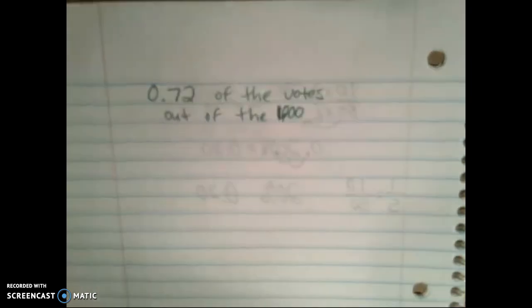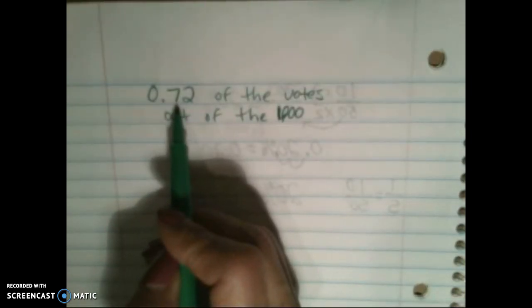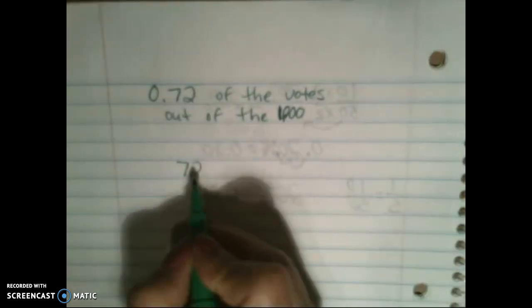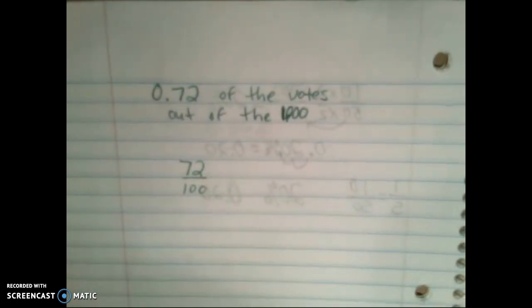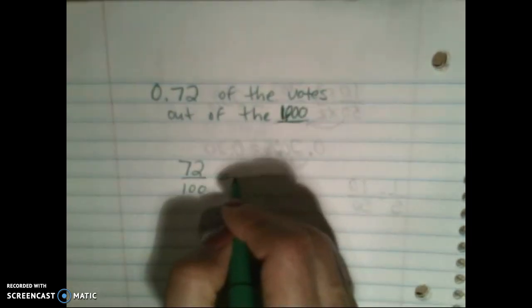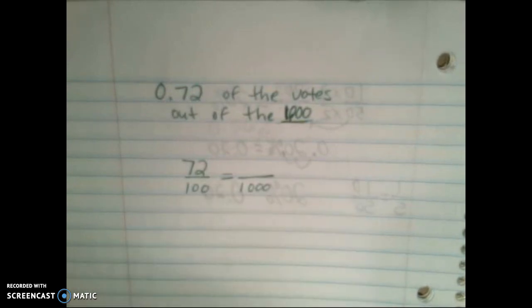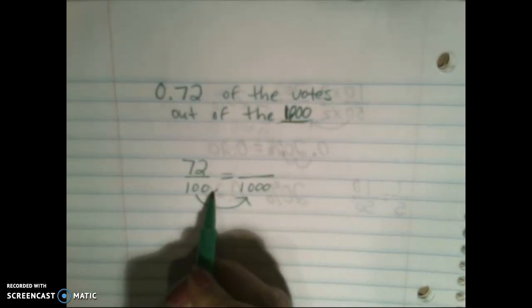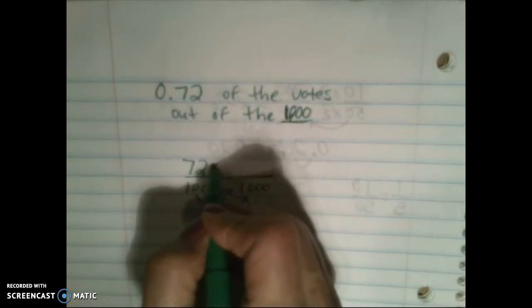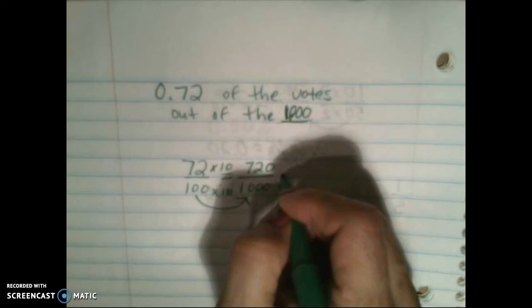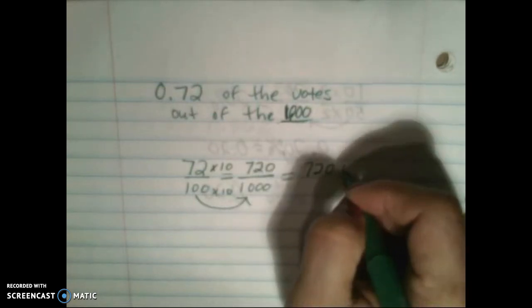A couple ways you can approach this problem. Now, 0.72, I can change this into a percent and make it out of 100. So this would be 72% out of 100, right? Turning into a fraction. Well, the votes were a total of 1,000. So if I put my 1,000 here, then I know that they multiplied by 10 here, so I'm going to multiply by 10 here, and that gives me 720. So that works. There was a total of 720 votes.